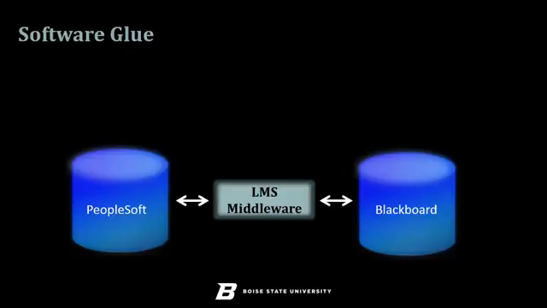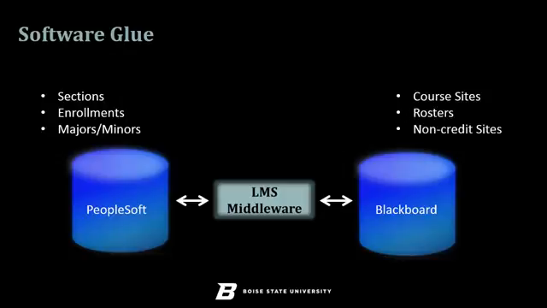When we first started out, and we've had a middleware application for a while now, it sits in between PeopleSoft and Blackboard and helps the two communicate. So as far as taking things like sections and enrollments and majors and minors that exist on the PeopleSoft side and our student information system, and taking that information and translating it over into course sites, rosters, and non-credit course sites, which we call plan sites in Blackboard. We take everybody who's in a particular major and we throw them all into a Blackboard course site, which can be used for communication, student resources, internship opportunities, that kind of fun stuff.